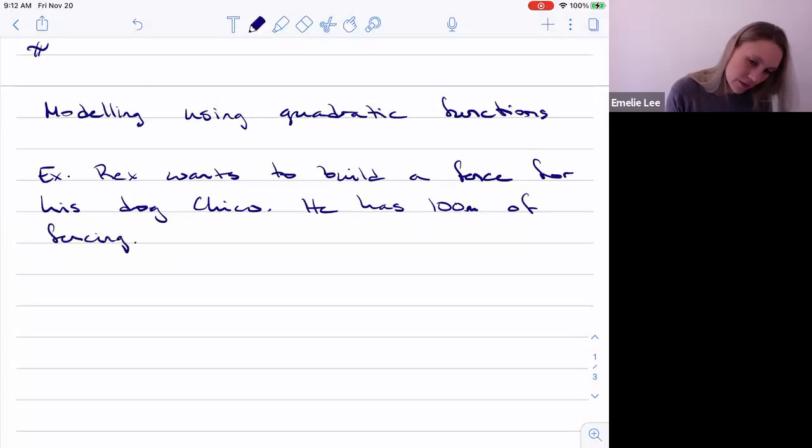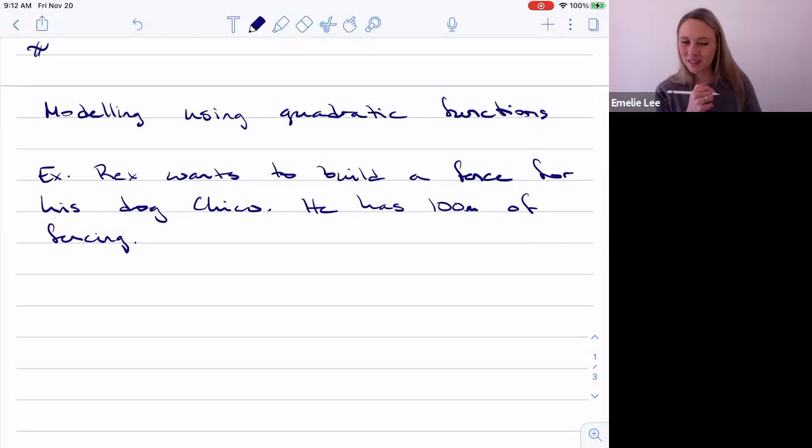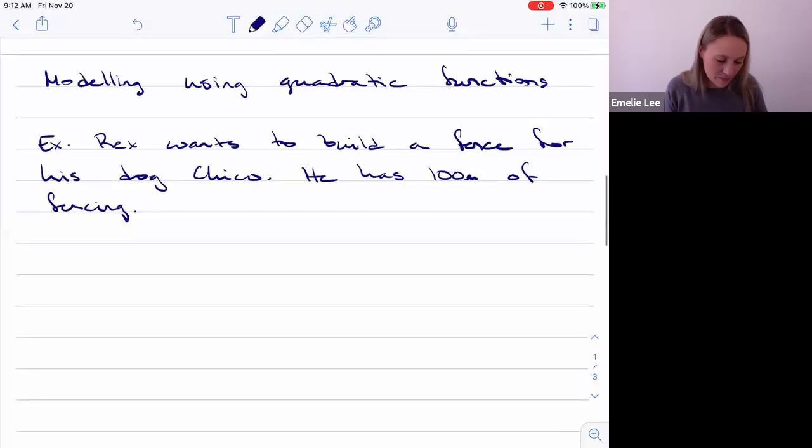Okay. This is a pretty classic problem, right? So we have some restrictions on how much fencing we have, and then how can we maximize the area, right? And so this problem comes up over and over and over again. And so it's good to have seen it. So he has 100 meters of fencing.